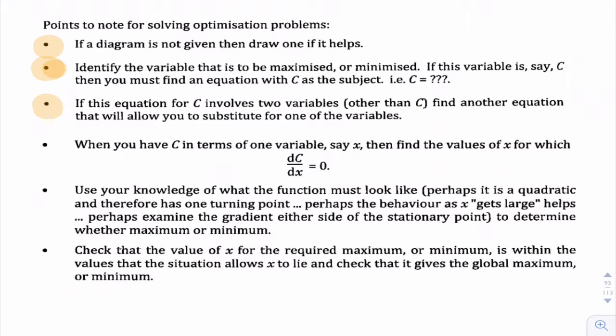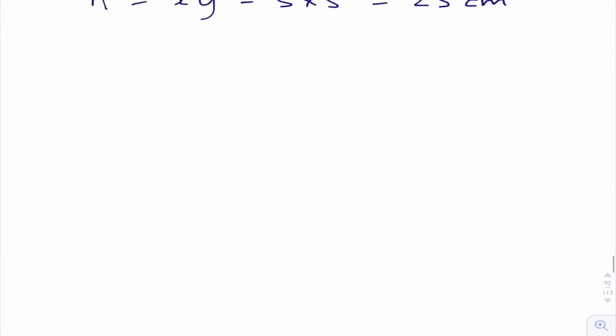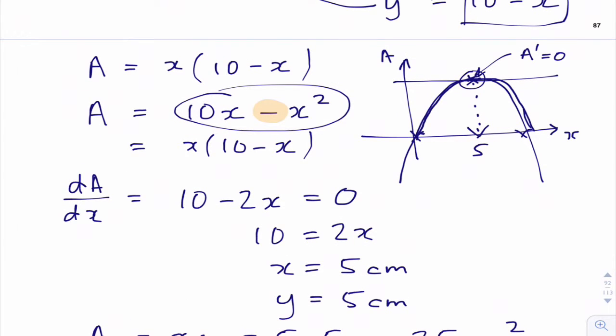When you have A in terms of one variable, like we just did, we then want to find when dA/dx is equal to 0. Now on this one here, use your knowledge of what the function must look like to see whether it's a maximum or minimum. And that's the case here as well. I could see from the graph of this one here that we had a maximum value.